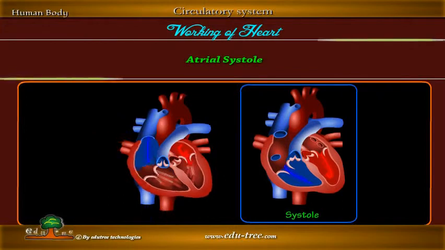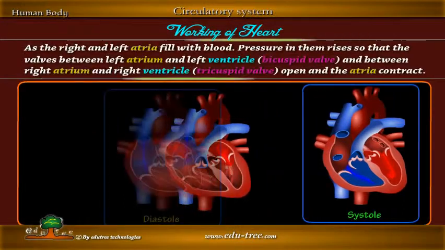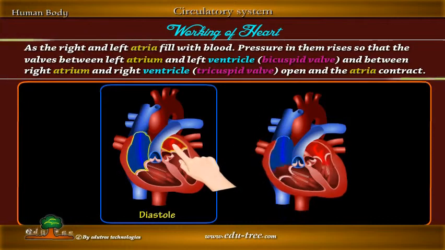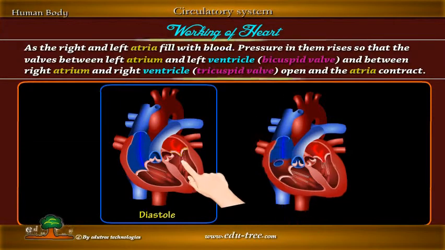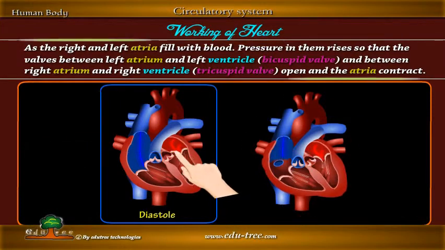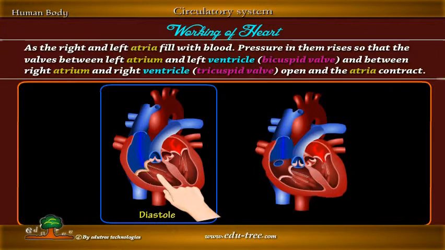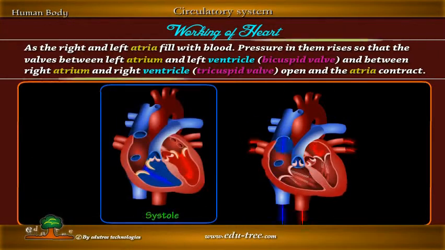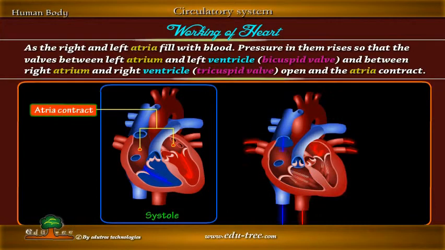Atrial systole. As the right and left atria fill with blood, pressure in them rises so that the valves between left atrium and left ventricle, which is bicuspid valve, and between right atrium and right ventricle, which is tricuspid valve, open and the atria contract.